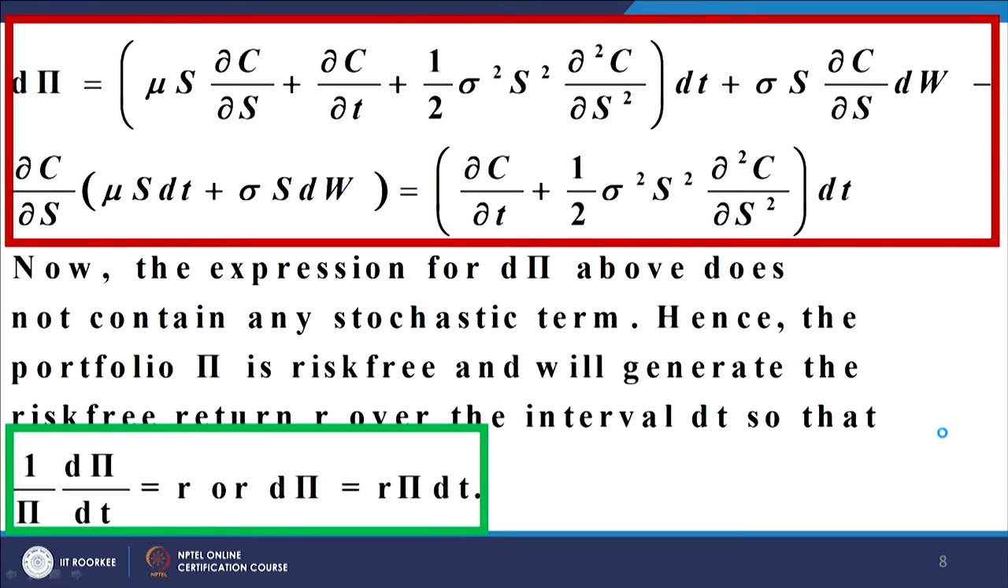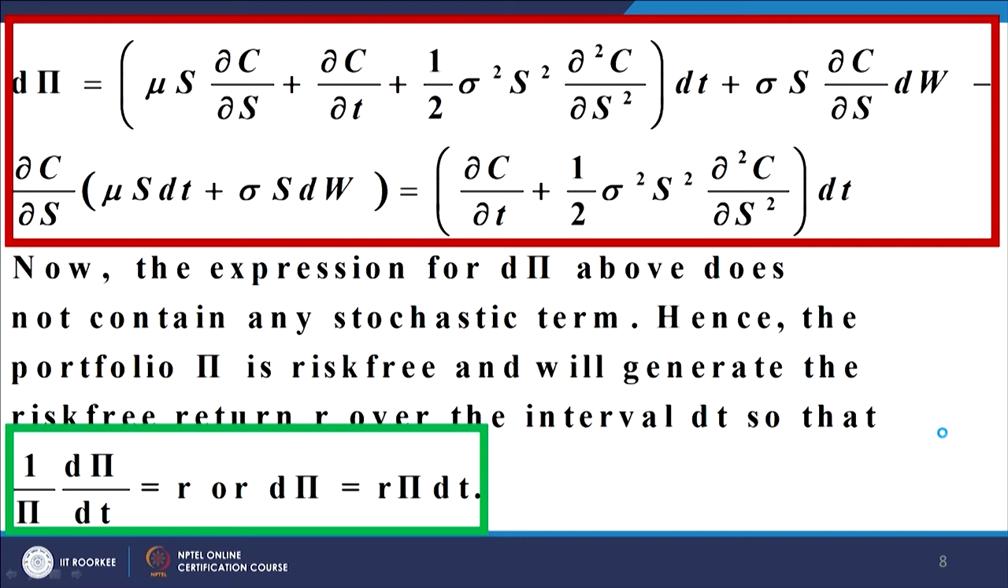Now, putting these values here, what we get, dπ is equal to, the whole thing simplifies out, and what I get is dπ is equal to this expression on the right hand side in the red box with a pre-factor of dt. This is very interesting, for the simple reason that this dπ now does not contain any term with dW here.